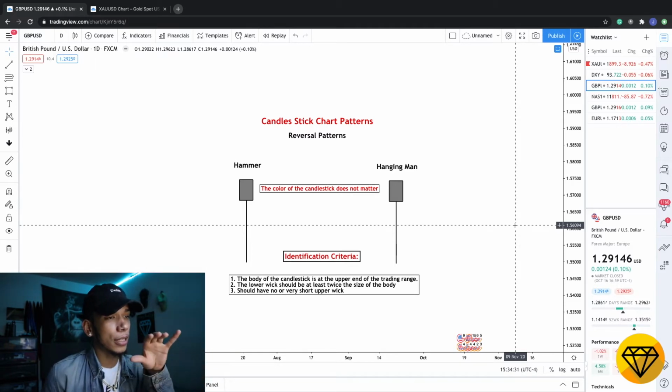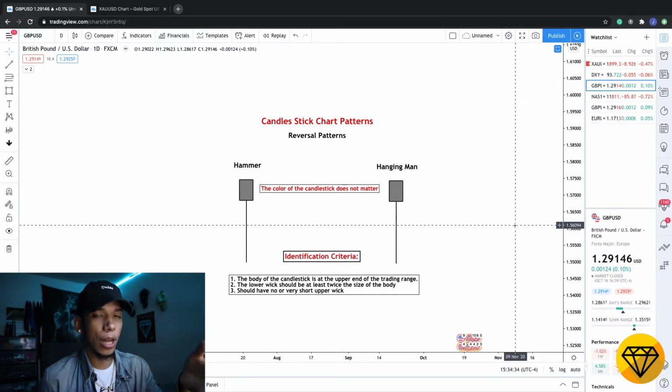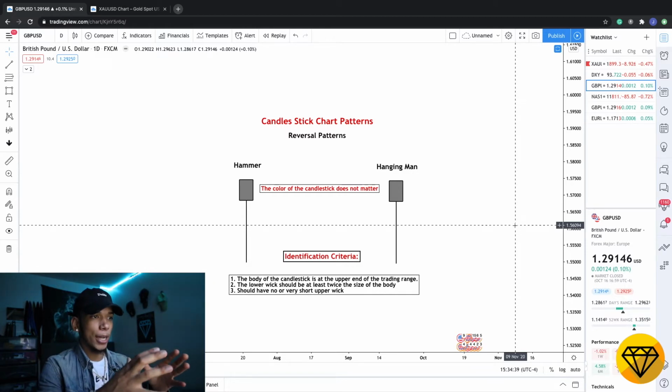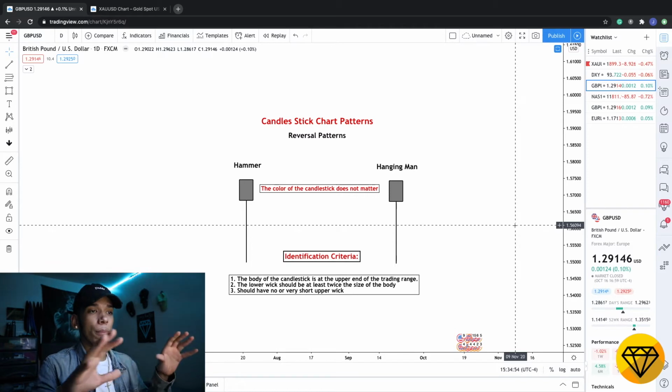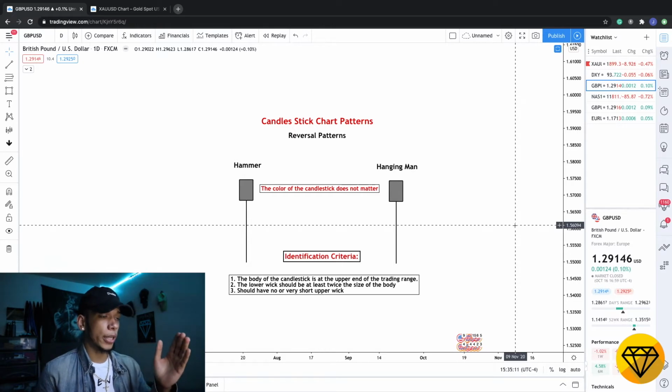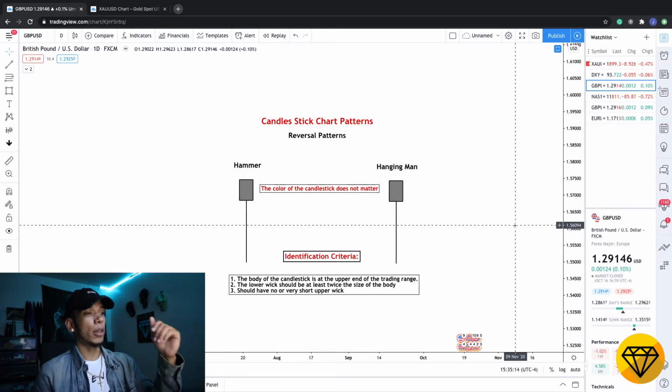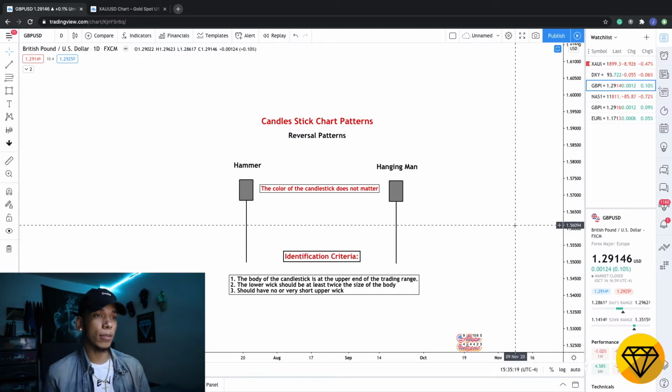Now, as you can see, I had the option to change the color of these candlesticks, but in identifying, pointing out, highlighting, whatever you want to say, these candlesticks has nothing to do with the color. The color does not matter. So I just wanted to make that clear, and that's why I have both of them the same color. On the left hand side, you will see what's called a hammer, and below that is exactly what the candlestick looks like. On the right hand side, you see a hanging man. Below that, that's what the candlestick looks like.